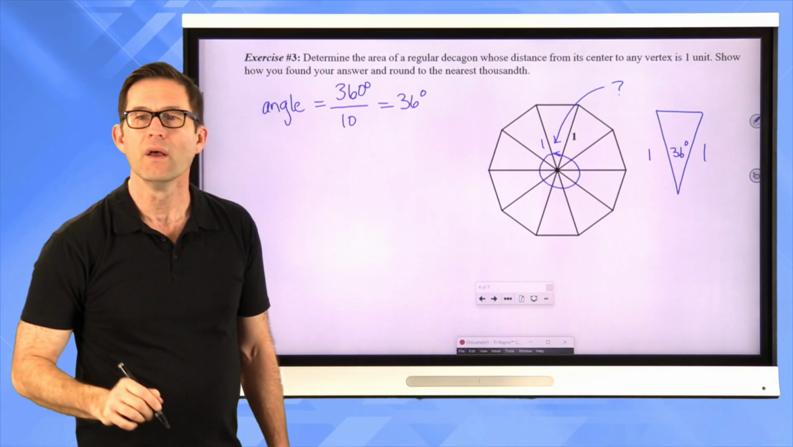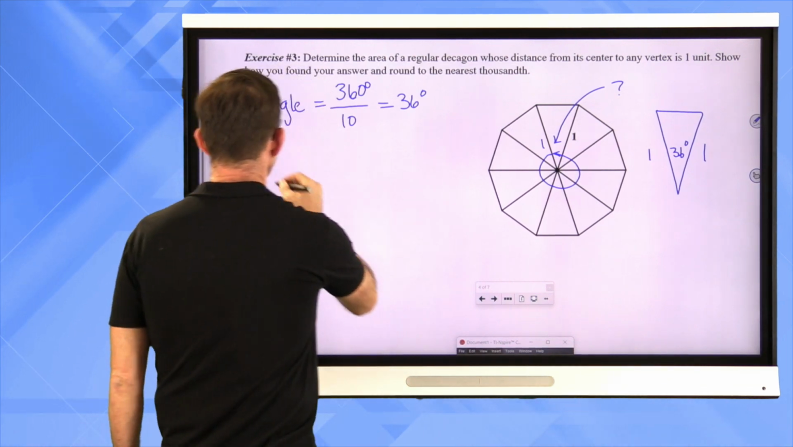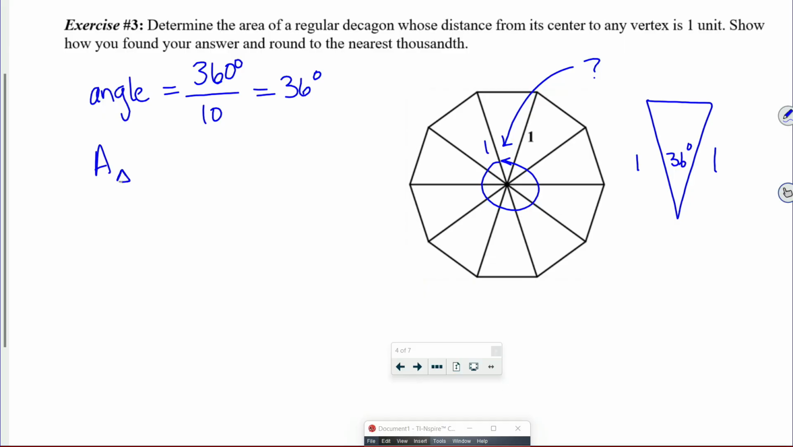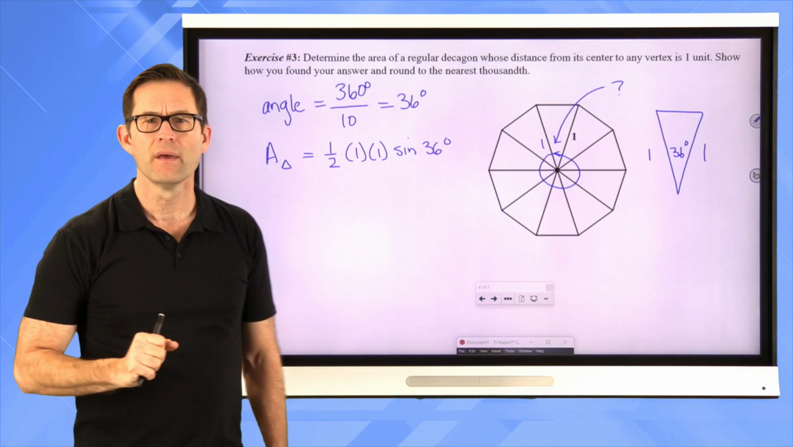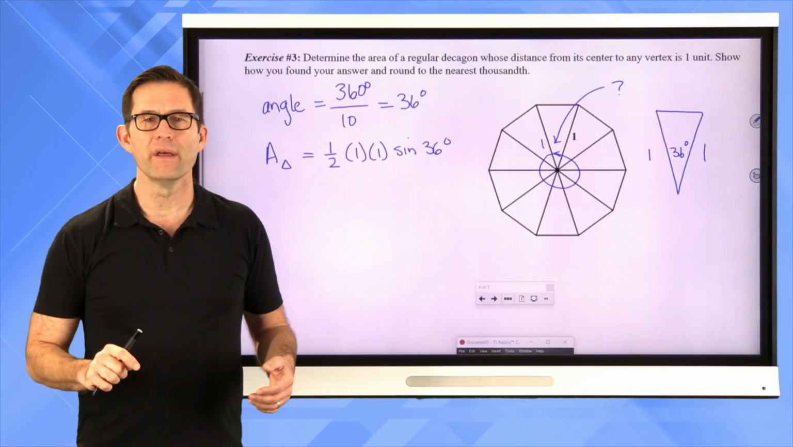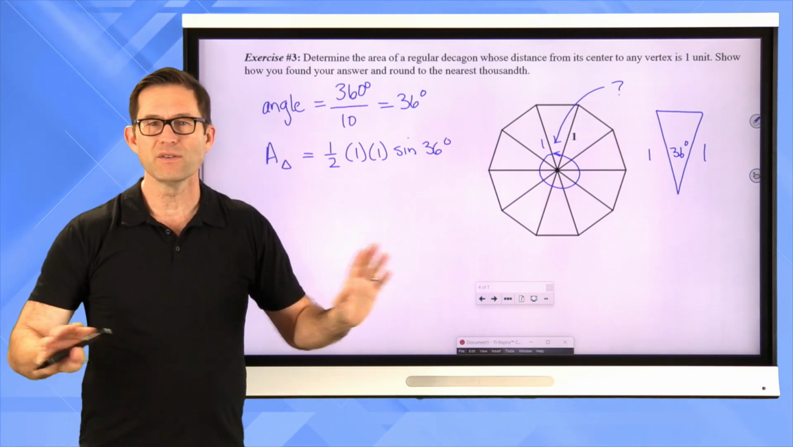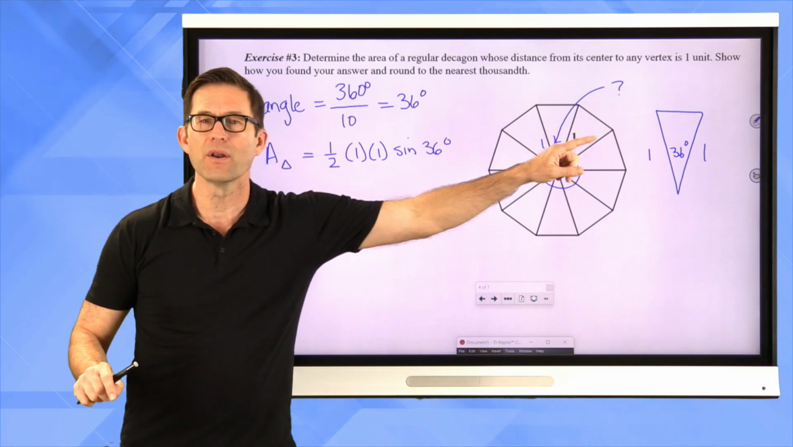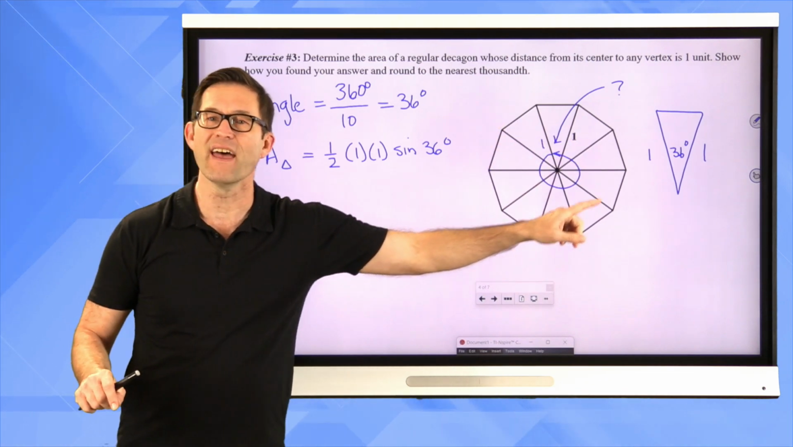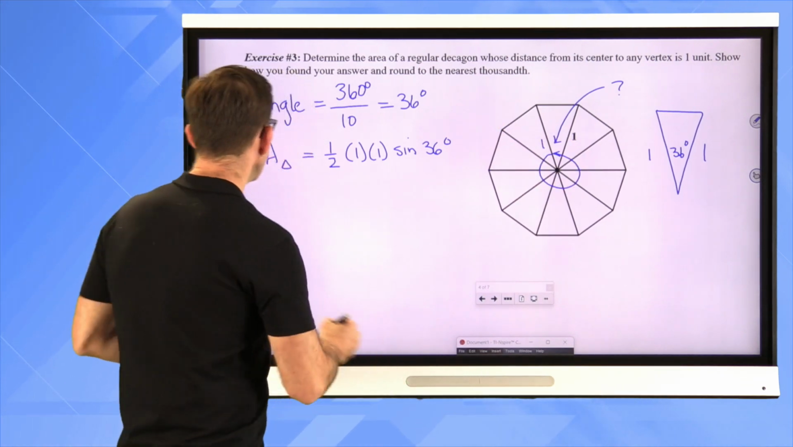All right? So that particular isosceles triangle, the area of just that triangle is going to be 1/2 times 1 times 1 times the sine of 36 degrees. Now, I could figure out what that area is, and that would be lovely, but it would be ugly, long decimal, things like that. Might as well go for all of it, right? So now what I'm going to do is multiply by 10 because there are 10 of them.